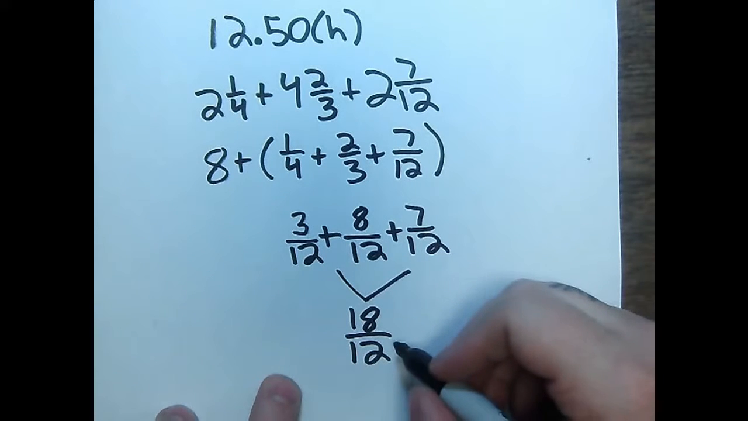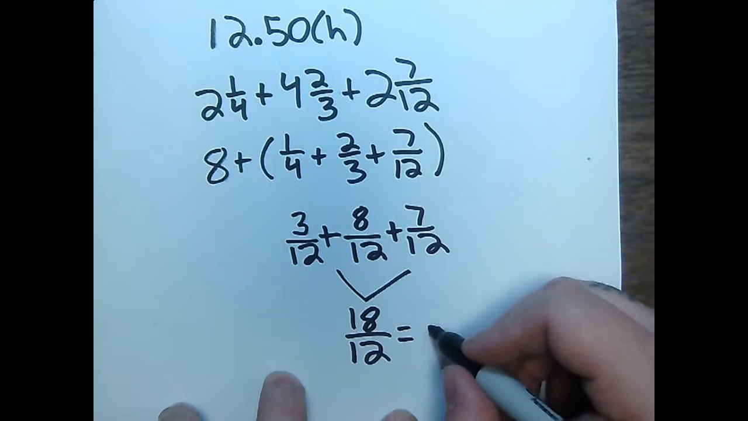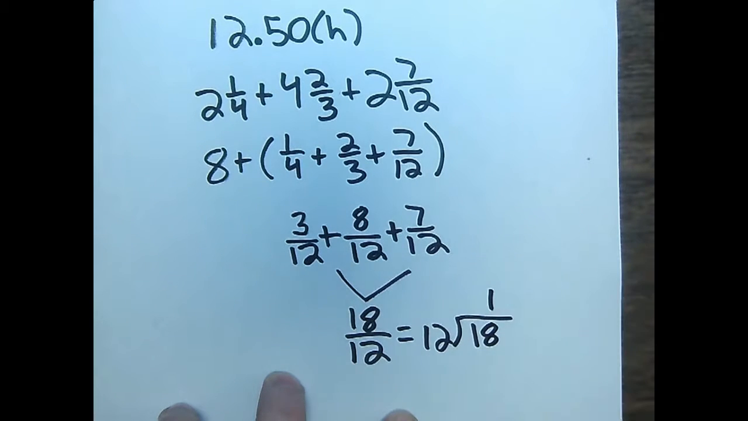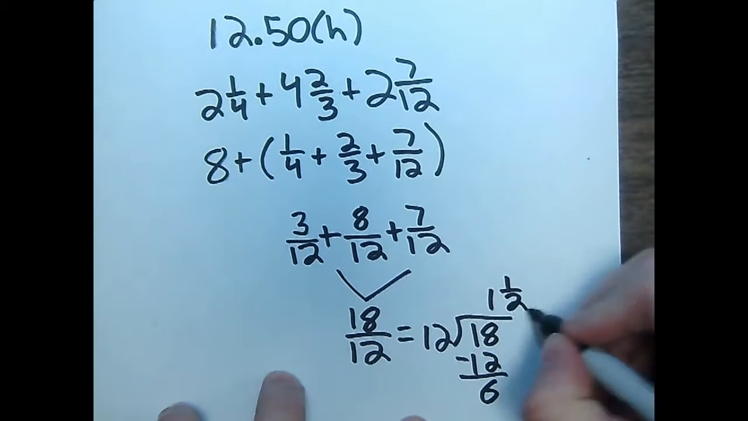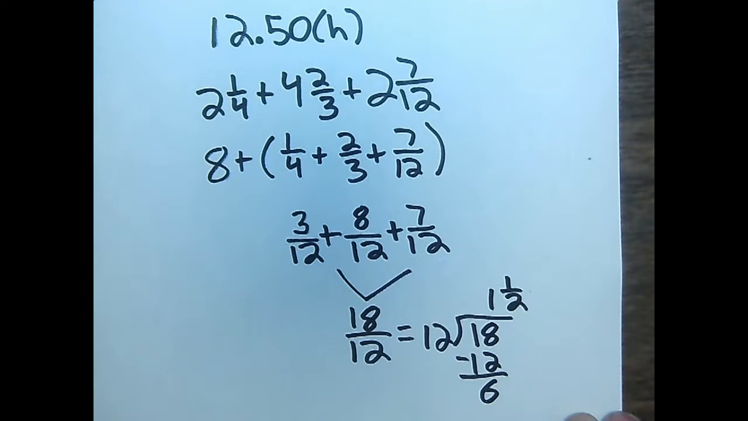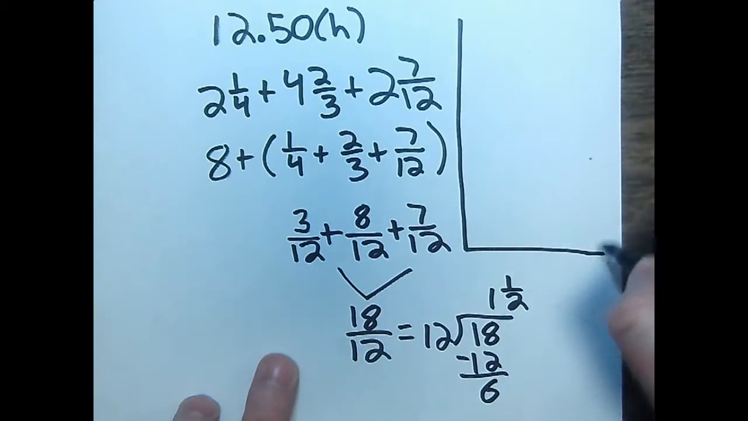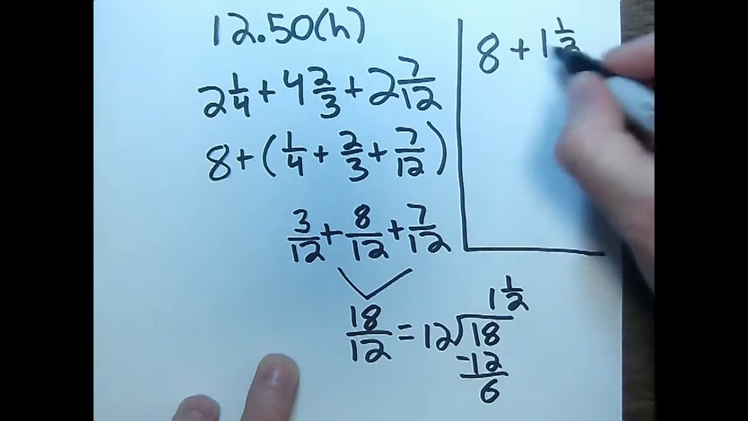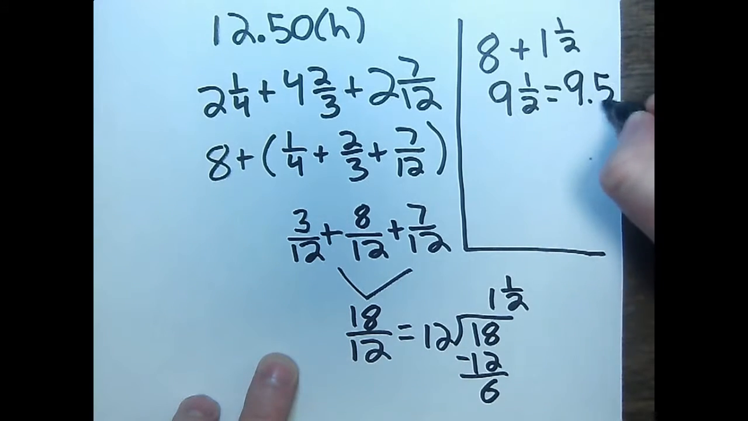Now to find this out, we just need to divide. This is the same thing as saying 12 goes into 18. That will go in one time. 1 times 12 is 12. And that leaves 6 parts of 12 left over, but we know 6/12 is just 1/2. So now we take this 8 here, make a little box, and continue here. So 8 is added to 1 1/2, so that makes 9 1/2, and we know that is the same as 9.5.